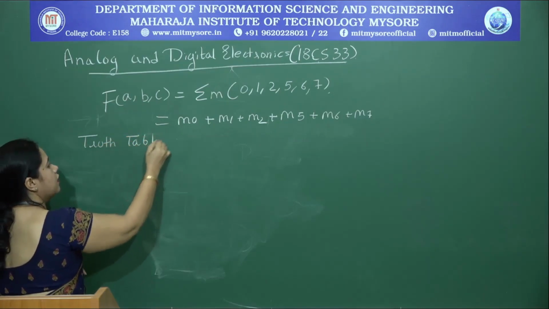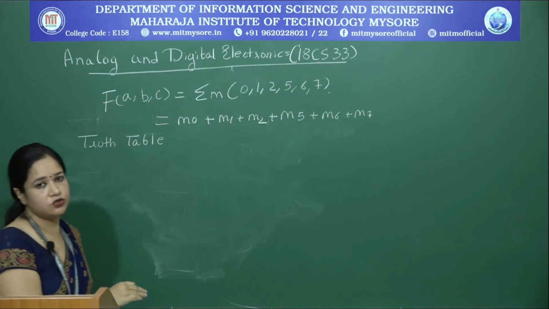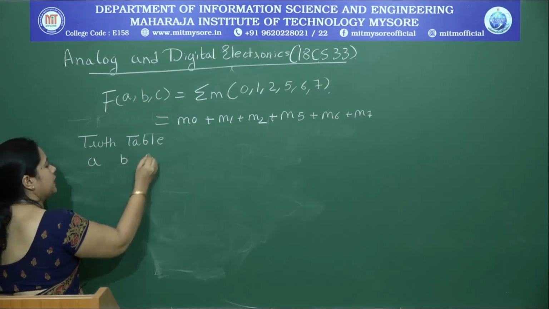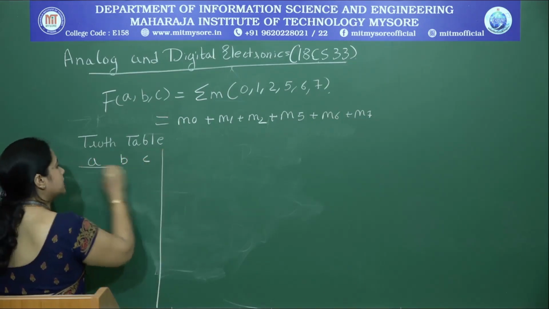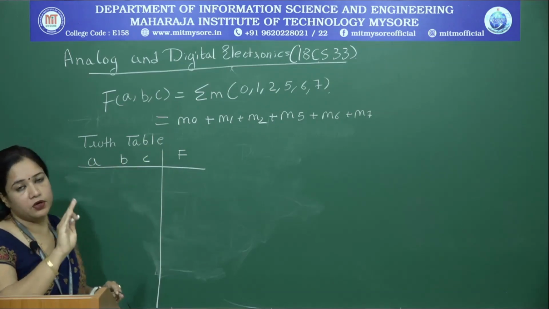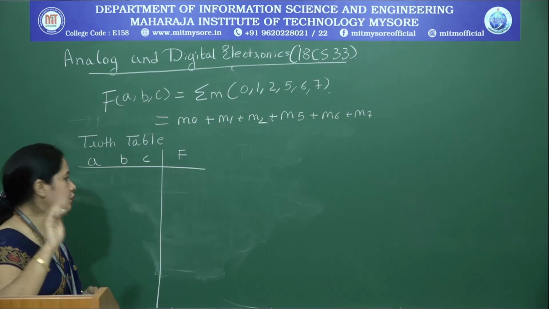A truth table is a table which has output for all possible values of its inputs. So here the inputs are A, B, C, and the output is F. Because there are three variables, how many possible combinations do we have? We have 2 power 3, that is 8 possible input combinations.